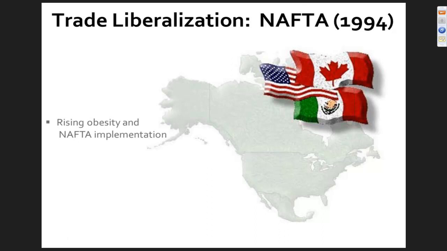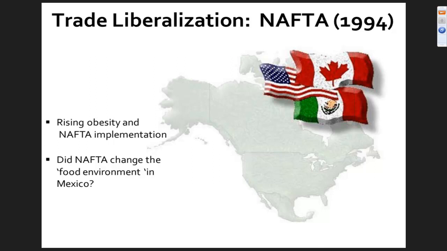But what we observed, and the question we wanted to ask in our research, was what connection might there be between rising obesity, both in the U.S. and Mexico, and the implementation of NAFTA in this time period? Did NAFTA change the food environment in Mexico? And how closely was this tied to what we see with obesity? In other words, did the imposition of this trade agreement somehow export the obesity trend from the U.S. to Mexico via NAFTA?